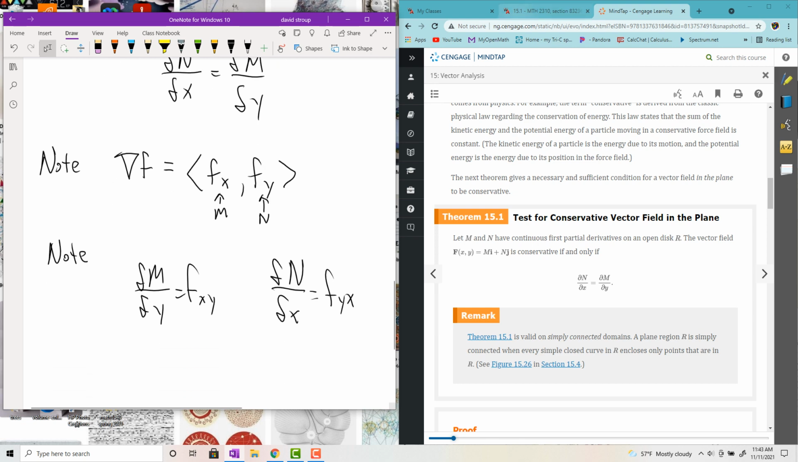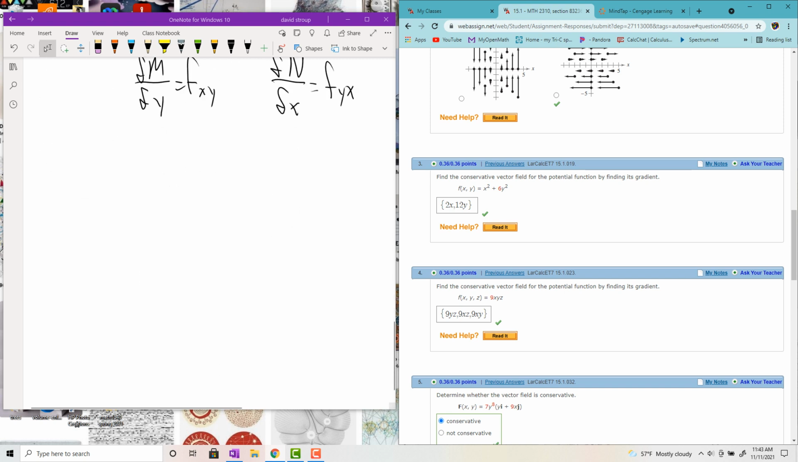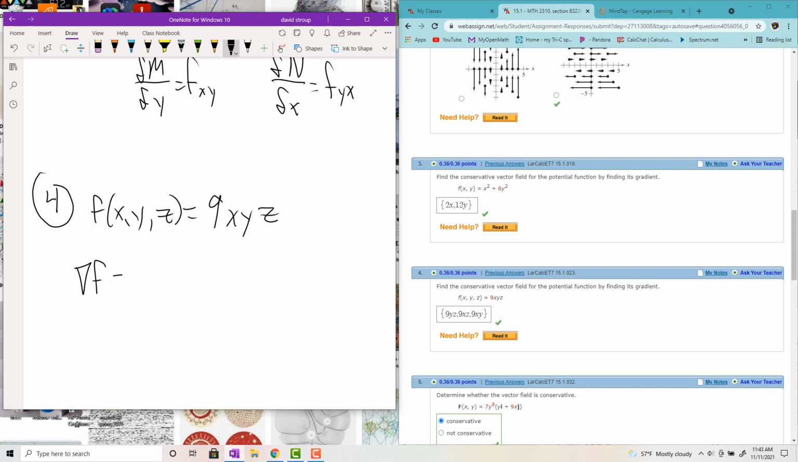Yeah, okay, so with regards to the exercises here, they seem to be pretty simple at first. So for number 4, find the conservative vector field for the potential function by finding its gradient. So here all you're doing is getting a gradient, and then you know your vector field is conservative. Okay, so 9xyz. The gradient of f, which will be our vector field, will be first with respect to x, 9yz, and then with respect to y you get 9xz, and then with respect to z you get 9xy. Okay, and there you go. That thing's going to be conservative.